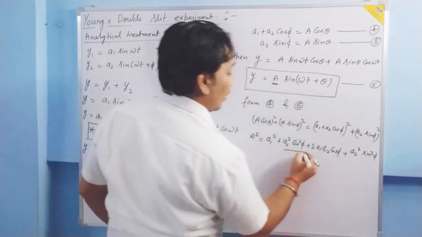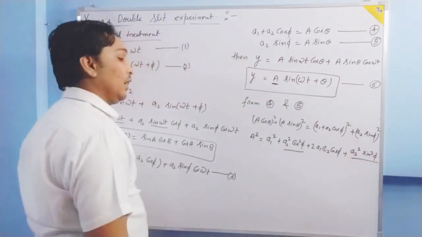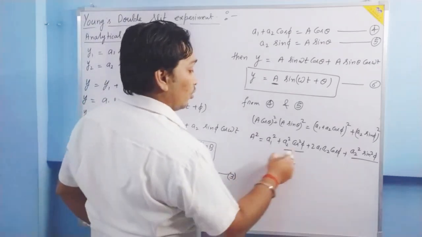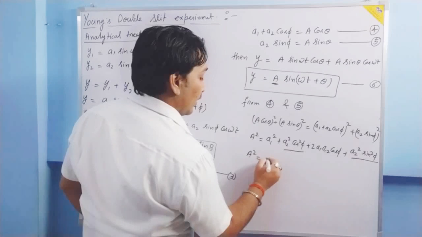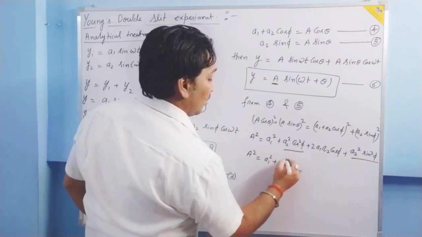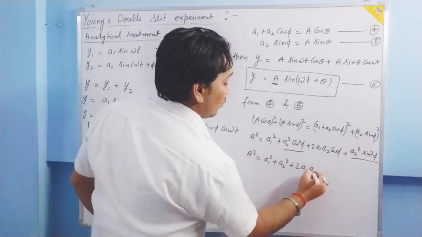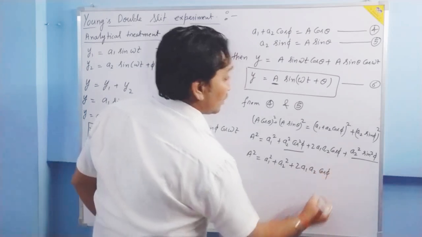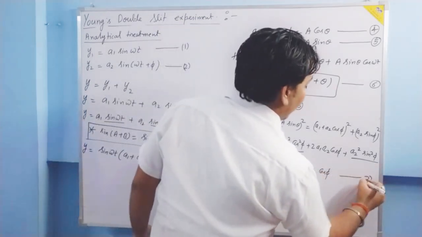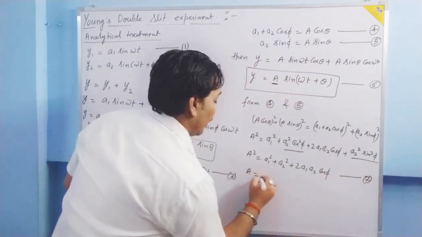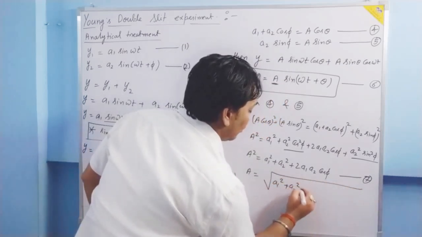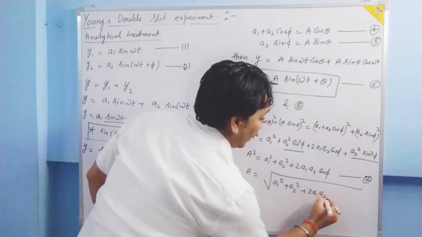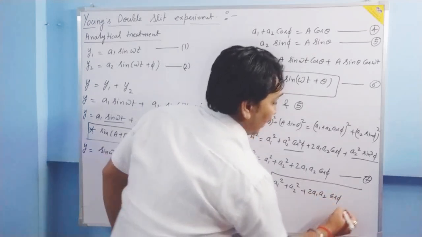Now this A2 square cos square phi, A2 square sin square phi. If we take A2 square common, cos square phi plus sin square phi will become 1. We are going to have A square is equal to A1 square plus A2 square plus 2 A1 A2 cos phi. Let this be equation number 7. And if you have to get the value of A, it will be under root A1 square plus A2 square plus 2 A1 A2 cos phi.